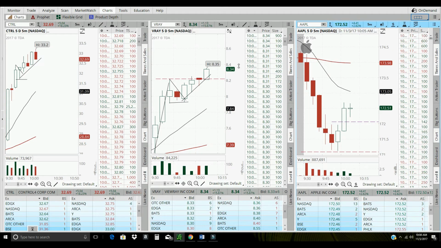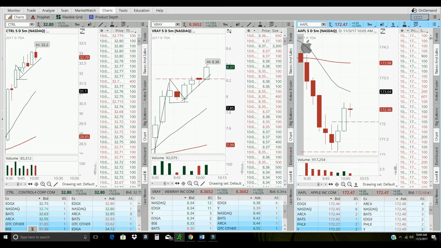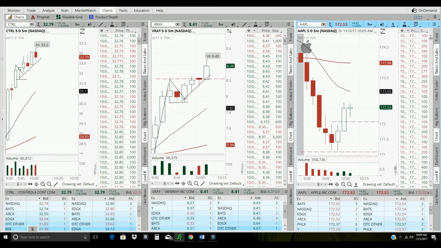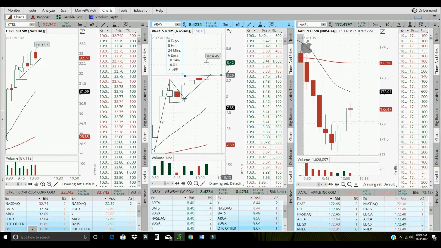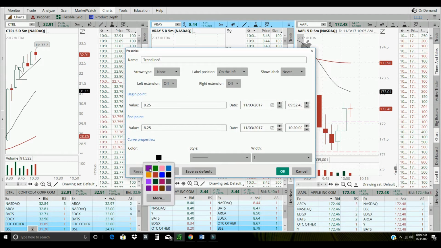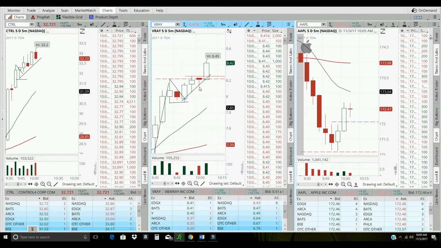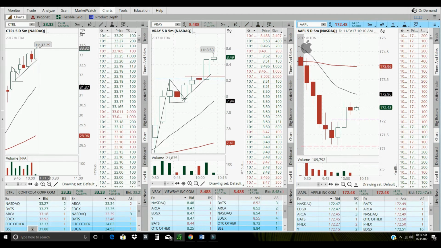All right, VRAY is making another push. I'll let another 1,000 go at 8.40. Move my stop up. Got filled at 8.41. Now my stop is gonna be at 8.25. Still long CTRL, and still long Apple. Good push on CTRL just now, great push.